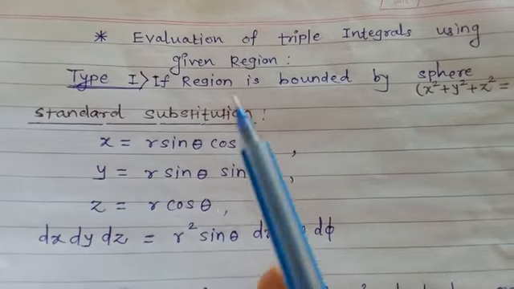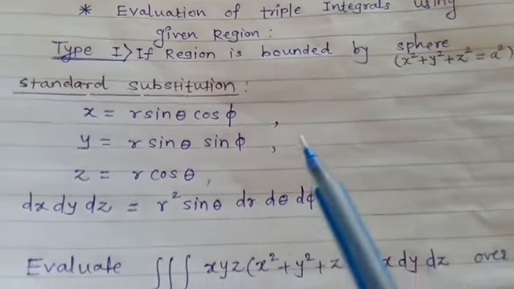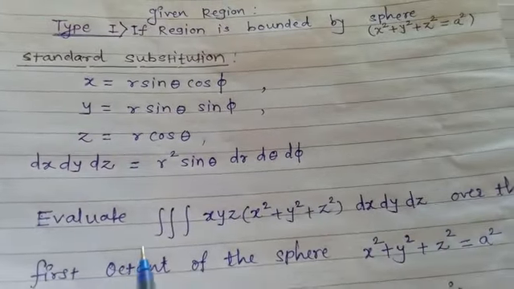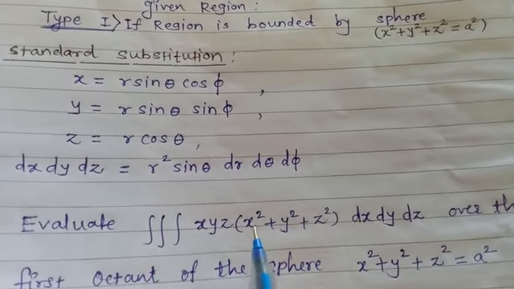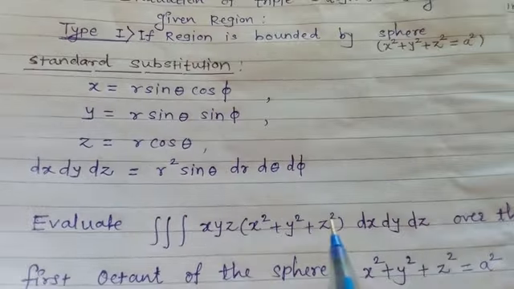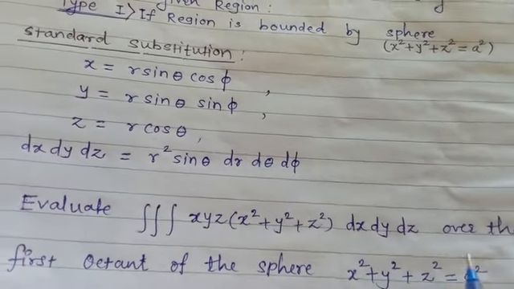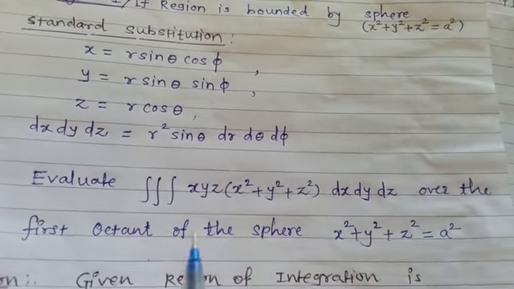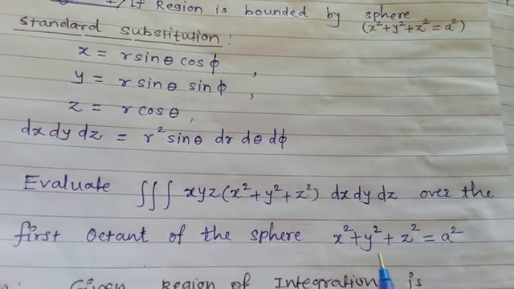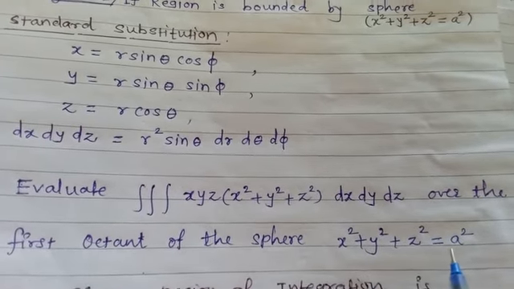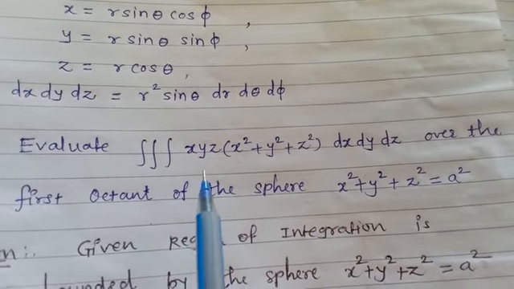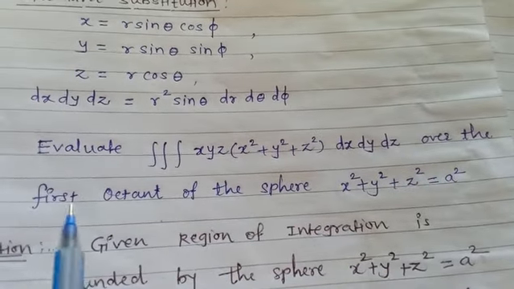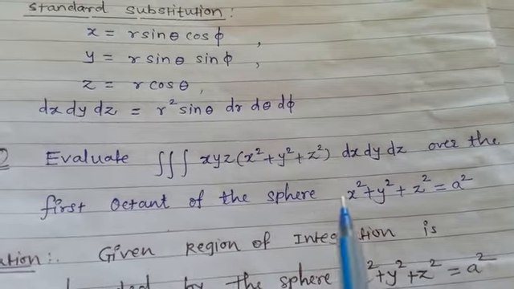Now using that substitution we are solving an example, and the example is: evaluate the triple integral of xyz into x square plus y square plus z square, dx dy dz, over the first octant of the sphere x square plus y square plus z square equals a square. In this example we have to evaluate this triple integral over the first octant of this sphere.